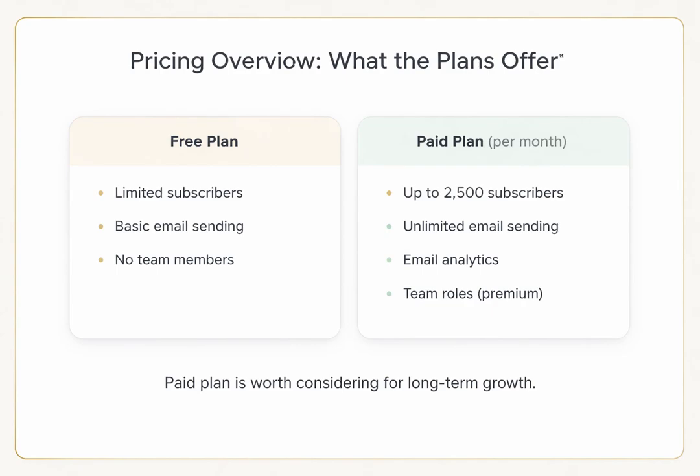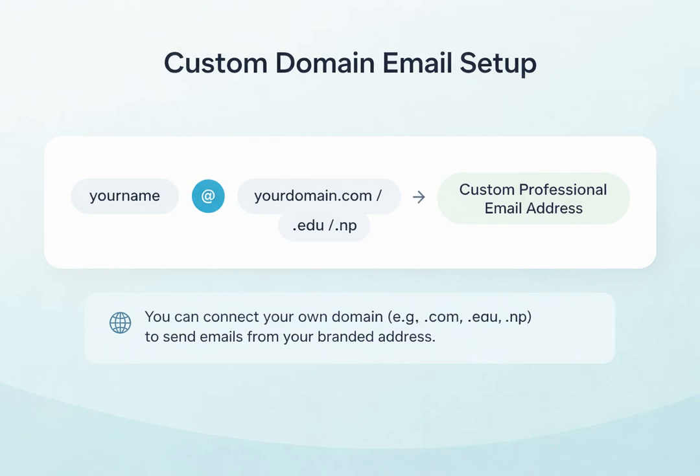Another powerful feature available in the email setup section is the ability to add a custom domain. What does that mean? Instead of sending emails from a generic address, you can connect your own domain, for example, a .com, a .edu, or a .np domain, so that your emails come from a professional, branded address that matches your business or personal brand.